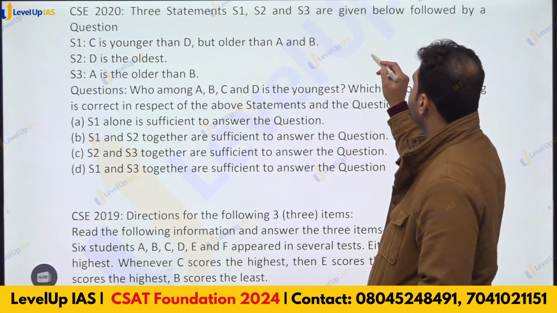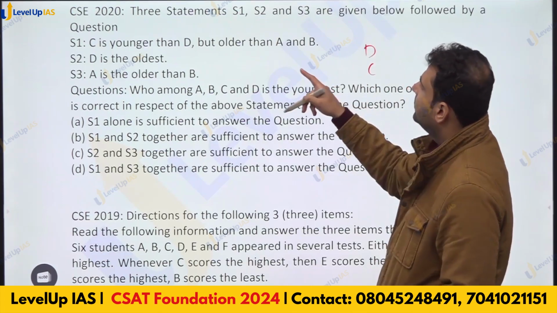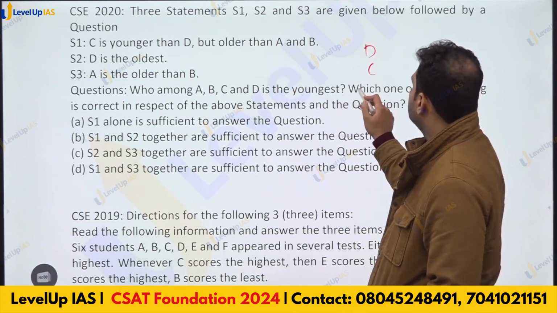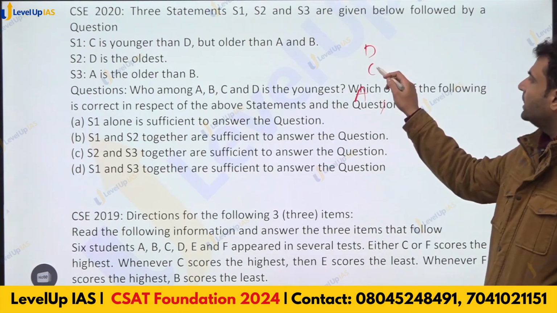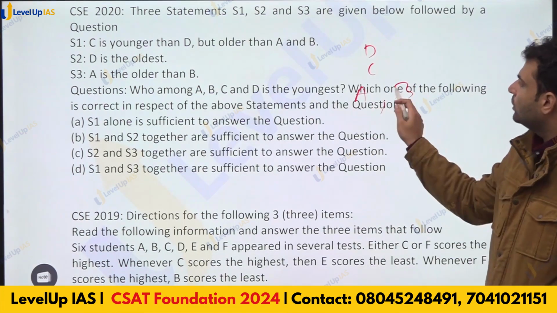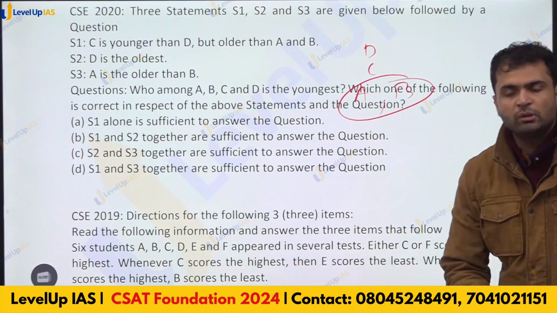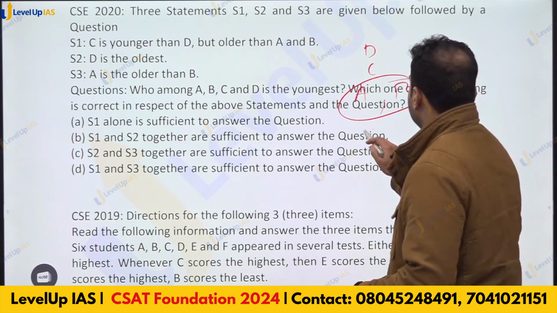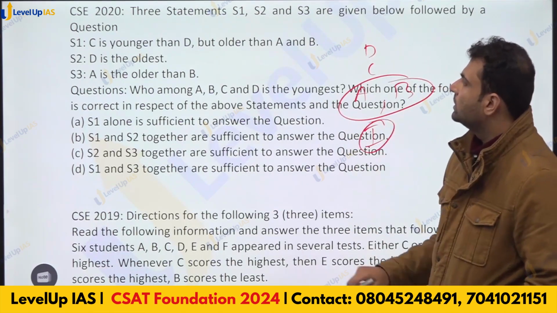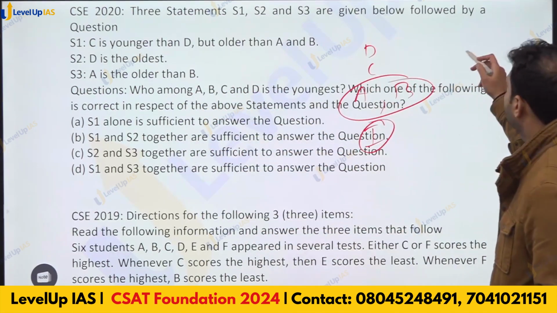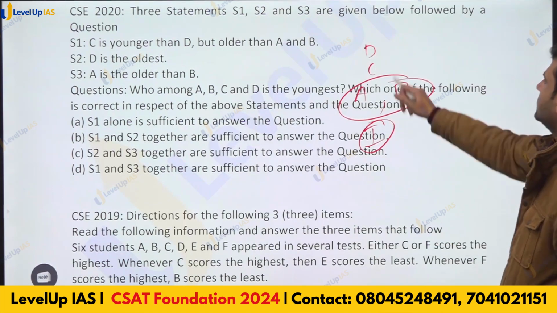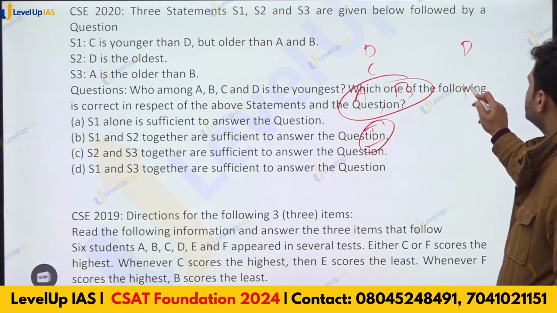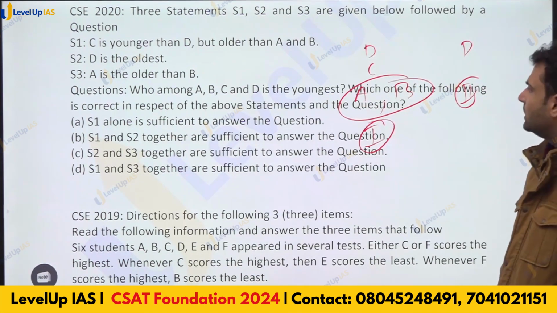C is younger than D, but older than A and B. So A and B come in the bottom, but C is older. But you don't know which is the youngest, because A or B, any one of them could be youngest. So this is how your statement number 1 goes. Now statement number 2, D is oldest. C is younger than D. Yes, D is oldest. The same information that was given by statement 1 is given by statement 2 as well.